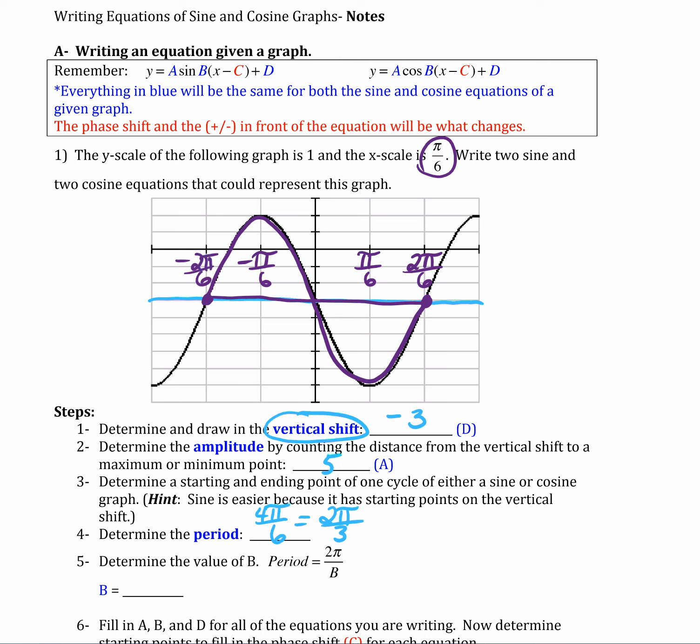This is a really nice scenario because now that I have my period, I set it equal to my period formula of 2 pi over b. Sometimes you'll have to cross multiply. In this case, I think it's really easy to see that our b value is equal to 3. Now, all of this information will be the same for your sine and your cosine curves. What's going to change will be your starting point of your cycle, or your c value, for each.